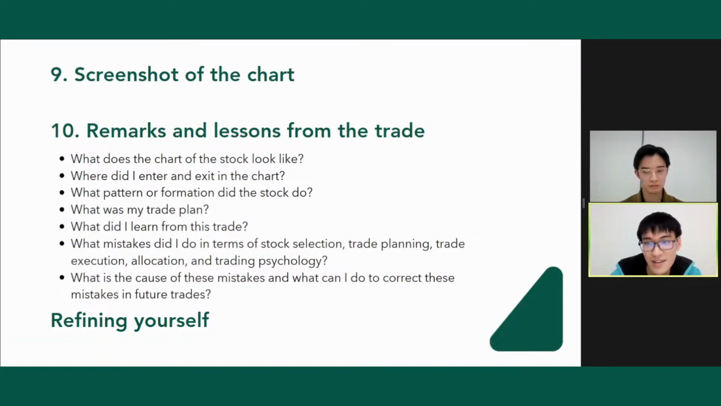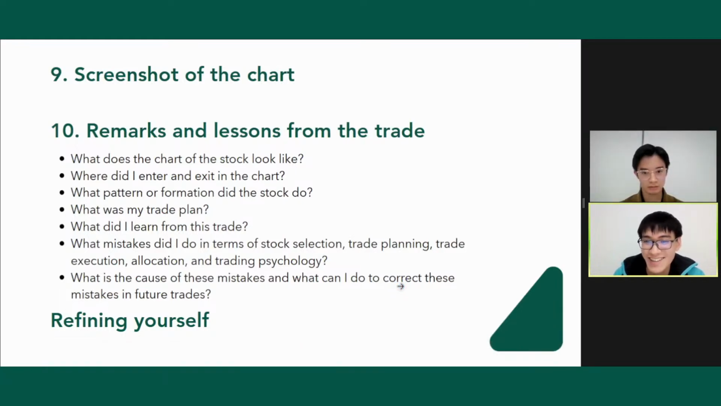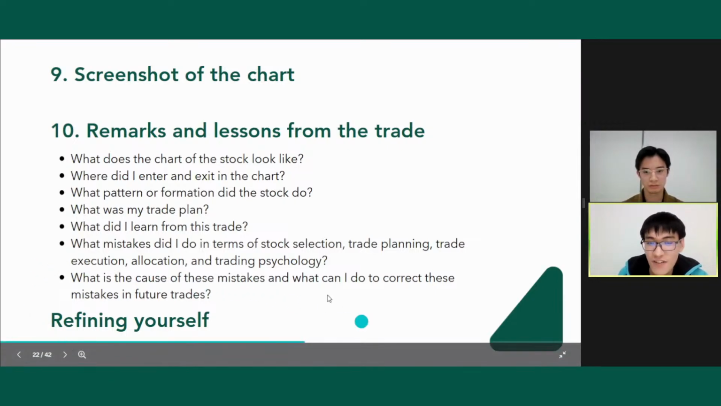You did not set your auto order. So what can you do to correct it? And you set your auto order next time, right? So that even though you're busy at work, if the market hits your buy and breakout price, it will execute because it's already programmed to do that, right? So here, you're trying to refine yourself.